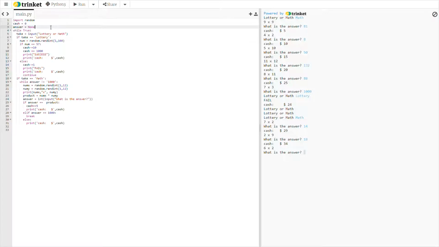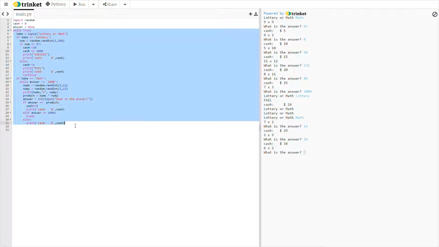Of course, for a game like this we need to create the cash variable, and if you don't remember, a variable is essentially a container that stores a value. So here we have cash is equal to 0, and you're probably wondering why I put answer is equal to None. That's just to tell the computer answer is something, but you don't actually want to define the type of it yet. While True just says do this always until the loop breaks.